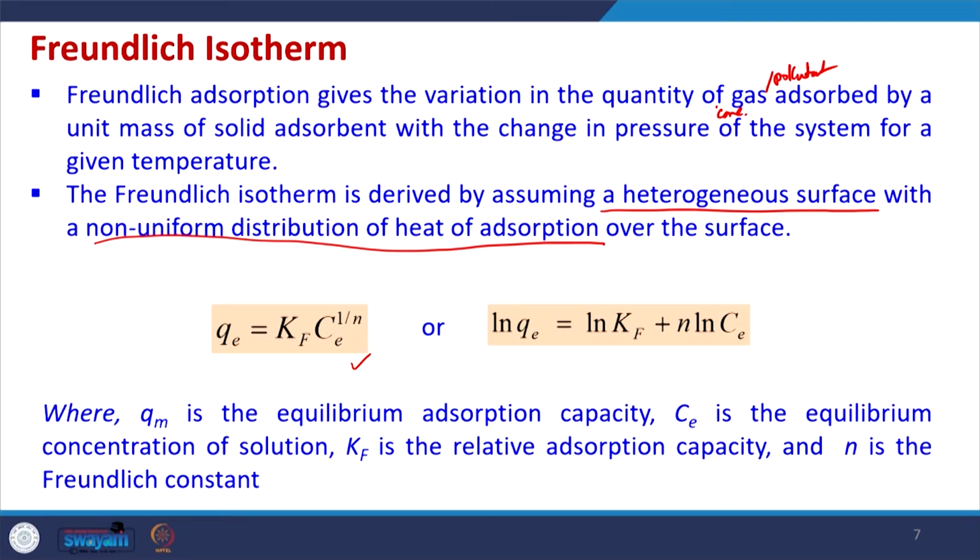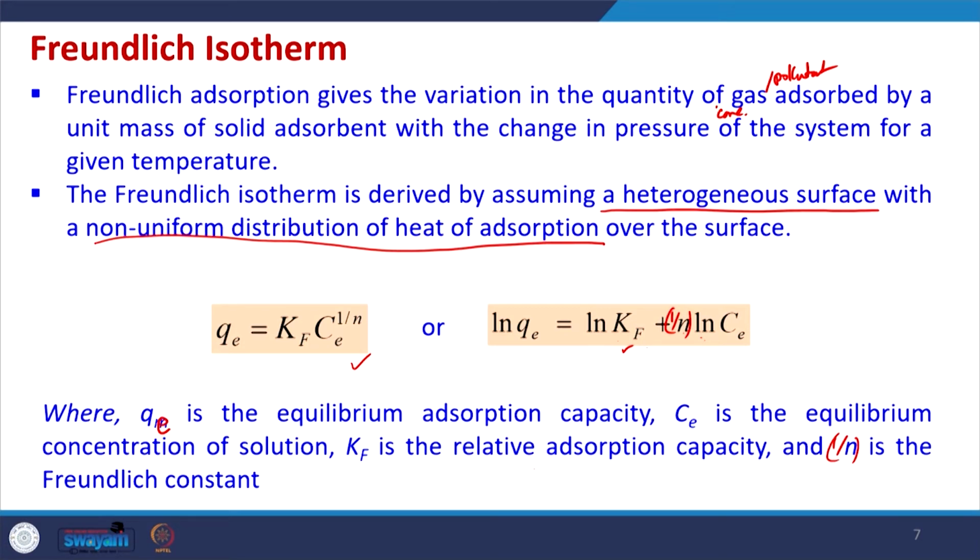Now, this equation can be linearized using this approach. We can take log on both sides, so ln qe is equal to ln Kf plus 1 by n into ln Ce. What does it tell? Here QE is the equilibrium adsorption capacity, CE is the equilibrium concentration of the solution, Kf is the relative adsorption capacity, and 1 by n is the Freundlich constant that we need to determine.